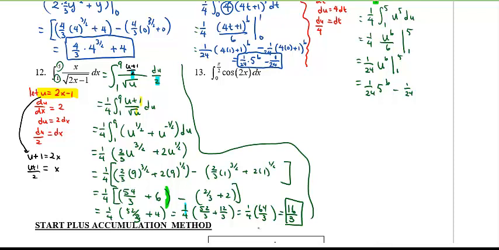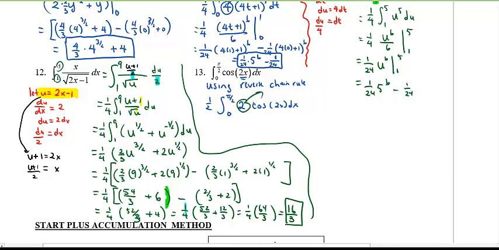Example 13. I don't know which one you want me to use, reverse chain rule or u-sub. Doesn't matter to me. I'll use reverse chain rule, okay? So using reverse chain rule, I see that I need a factor of the derivative of the bracket, which is a 2. So I will rewrite this as 1/2 on the outside. Here's now my 2, cosine 2x dx. This is great because now I can just take away the 2, goodbye.